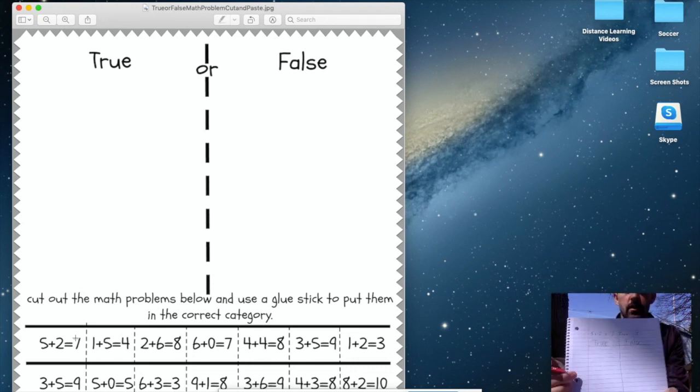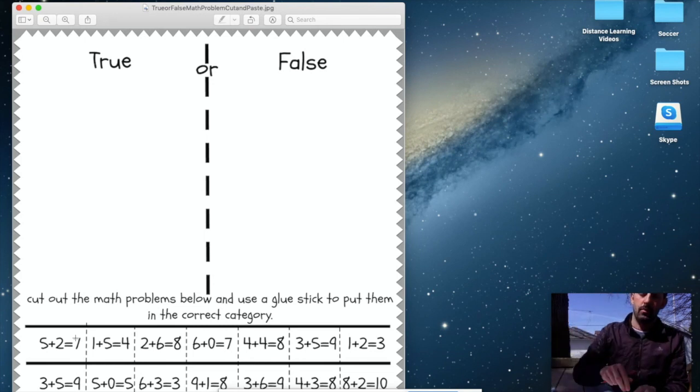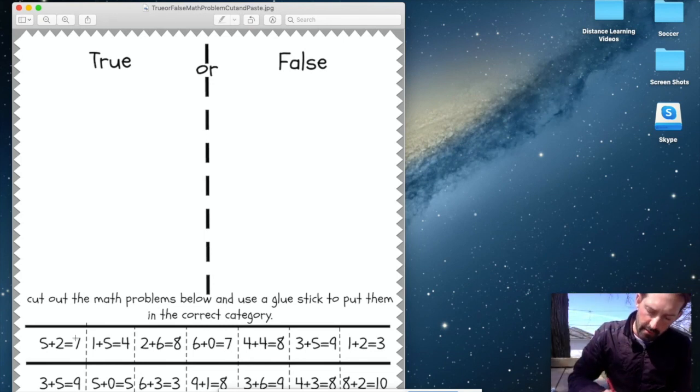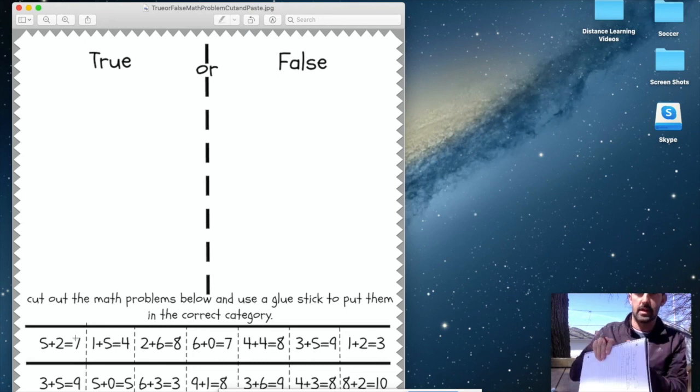I could also make a T-chart on my paper and label one side true and one side false and take the equations and put them on each side. The other way, using the T-chart, is I can take each equation and put them in the column that they belong without having to cut it out and glue it down. So I look at the first equation, 5 plus 2 equals 7. I would put that on the true side. 5 plus 2 equals 7.